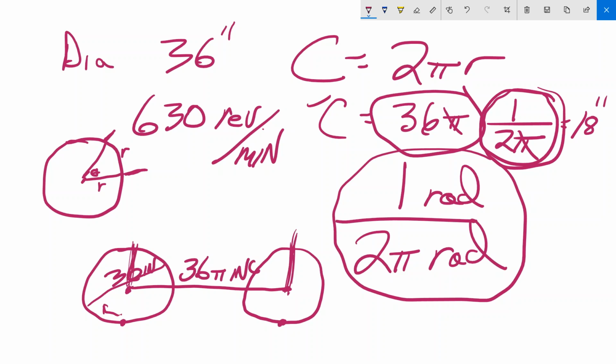Now, this thing makes 630 full revolutions per minute. So this thing's going to be moving pretty fast. In other words, it's going to go 36 pi times 630, that total amount of inches every minute. Because it's going to make 630 revolutions in 1 minute, which means it's going to go 2 pi times 630.